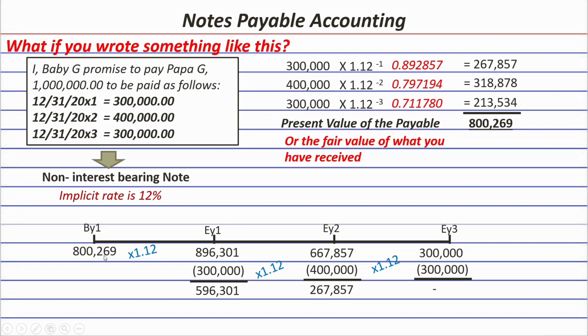Okay? Now, we have also completed this timeline to get the subsequent measurements of the notes payable. So that's the short recap for the past episode.